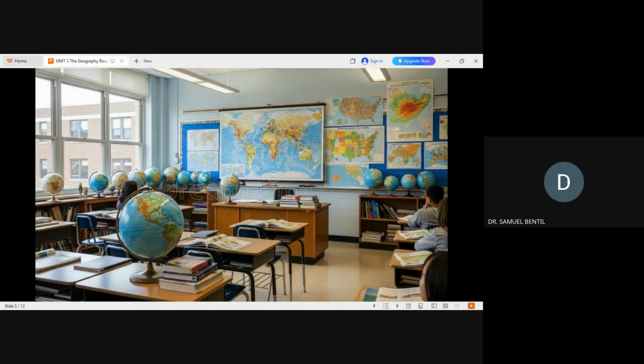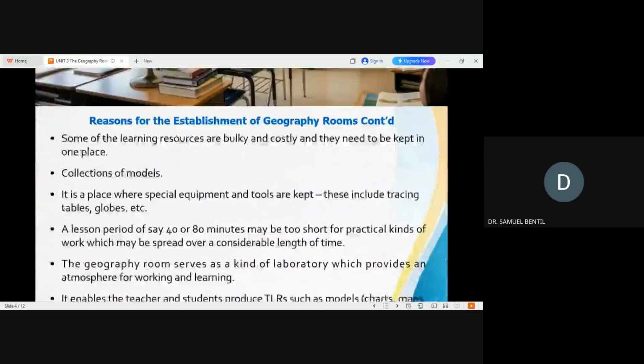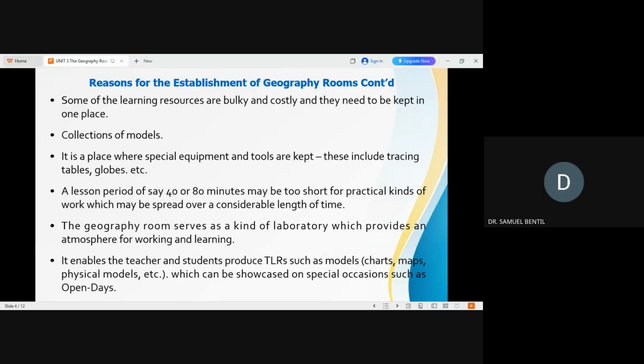Now, the question is, why are we even talking about the geography room? Why are we so concerned about the geography room? We are concerned because some of the resources that we use in the study of geography are bulky and costly. And they need to be kept at a particular place where there will not be any distractions so far as movement and stuff are concerned.